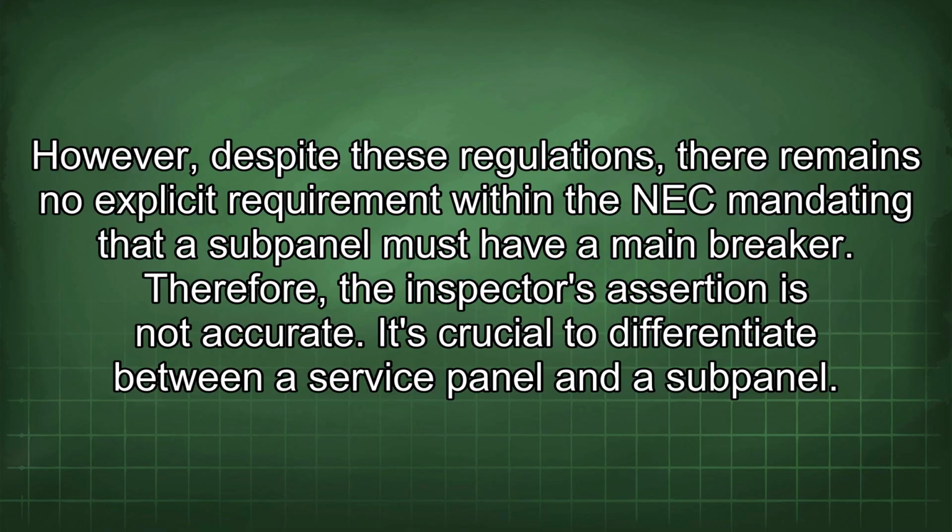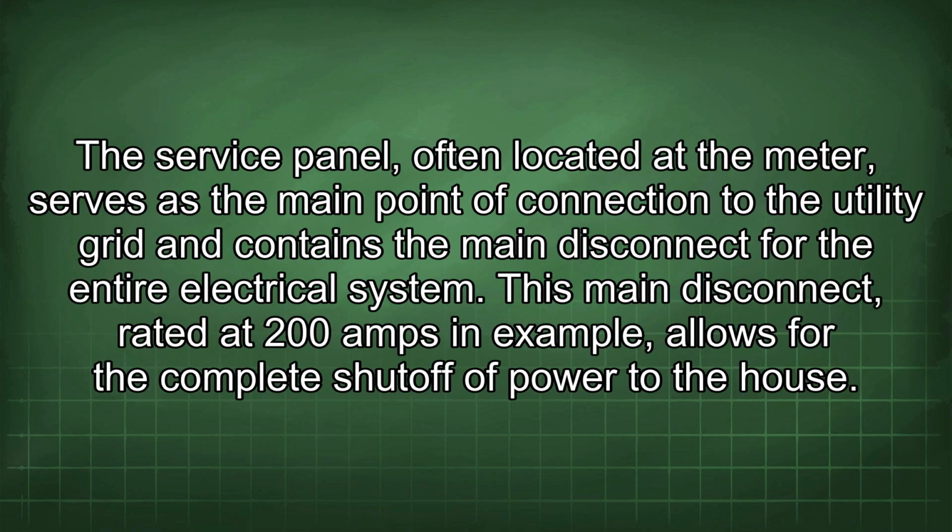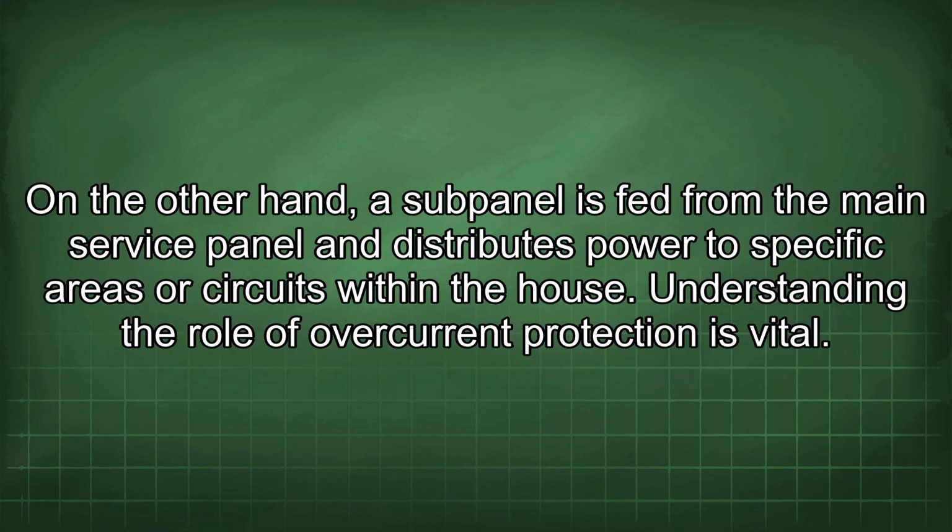It's crucial to differentiate between a service panel and a subpanel. The service panel, often located at the meter, serves as the main point of connection to the utility grid and contains the main disconnect for the entire electrical system. This main disconnect, rated at 200 amps in this example, allows for the complete shutoff of power to the house. On the other hand, a subpanel is fed from the main service panel and distributes power to specific areas or circuits within the house. Understanding the role of overcurrent protection is vital.